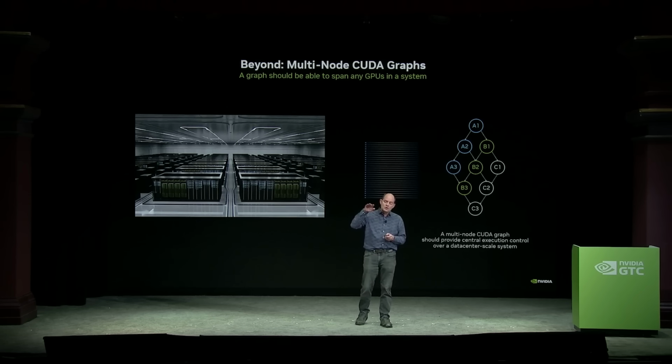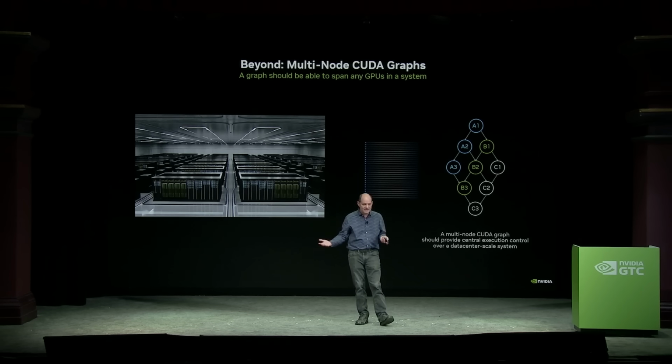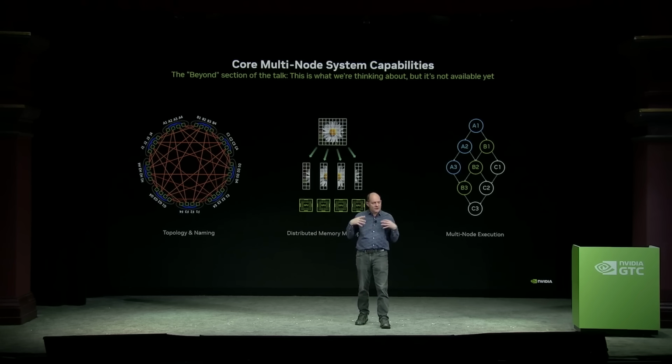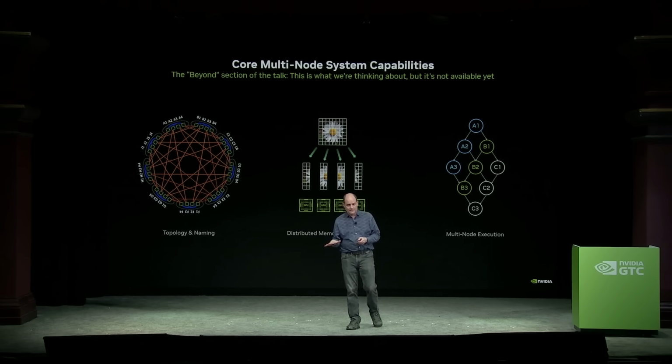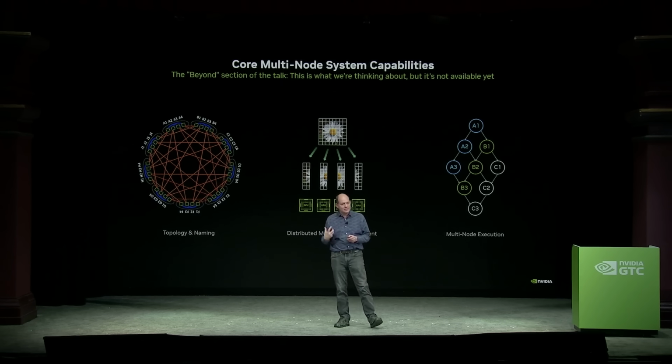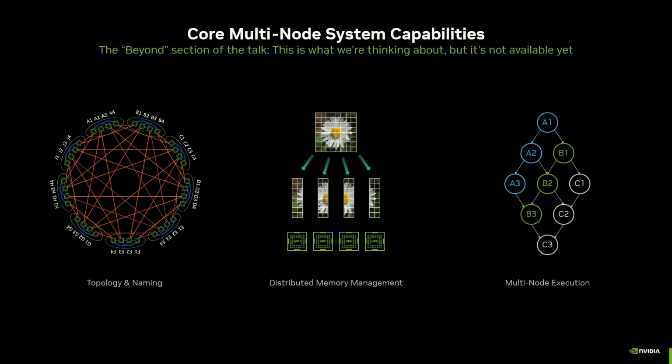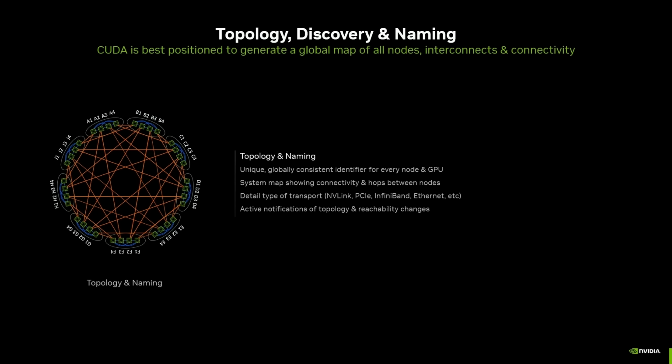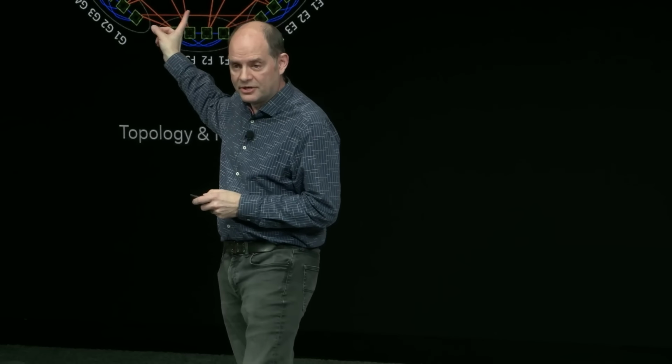That's really interesting. But to make what seems a pretty obvious thing work requires some very sophisticated things under the covers. And that's what we're thinking about at the system software level. There's going to have to be some core multi-node things that CUDA is able to do in order to enable this fairly simple and straightforward picture of a graph of work spanning all the GPUs that I want. And the first of these is naming. This is a quick aside, by the way. This is the worst picture I've ever drawn in PowerPoint.